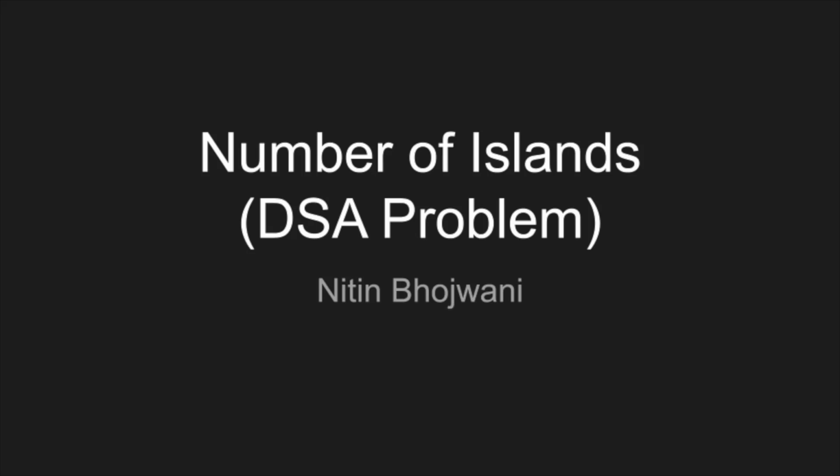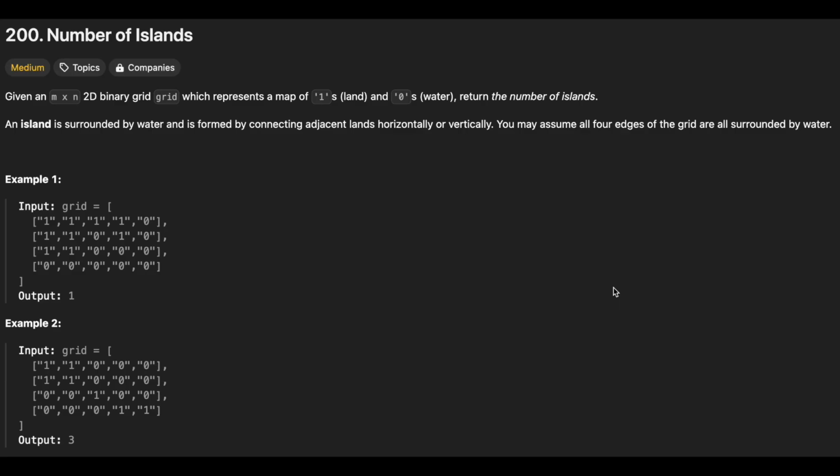Let's look at an interesting problem called number of islands. In this problem, we are given an m cross n 2D binary grid, or two-dimensional array, in which all the elements are either ones that signify land or zeros that signify water. We are asked to calculate the number of islands. An island is surrounded by water and is formed by connecting adjacent lands horizontally or vertically. We can assume all four edges of the grid are surrounded by water.